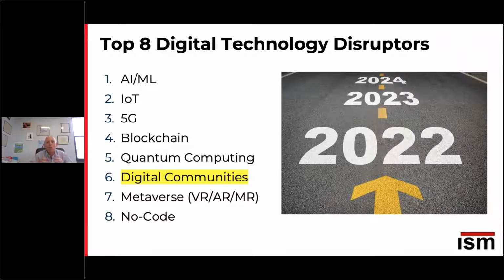And that will play its role in the smart cities, in the metaverse, in a variety of different applications that we're going to be applying as we move forward in our increasingly digital world. But let me focus on the last 3 with a particular focus on no code.